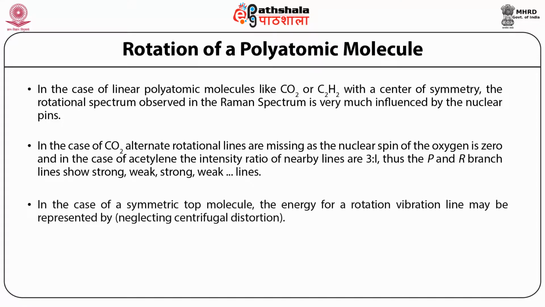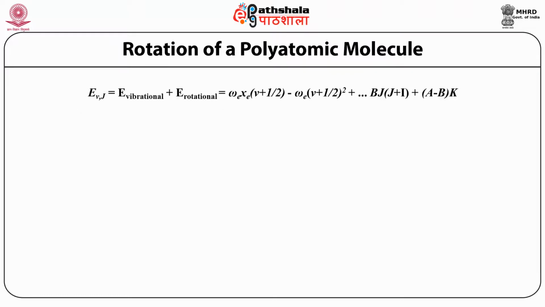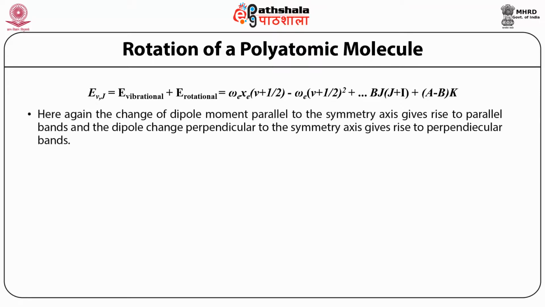In the case of a symmetric top molecule, the energy for a rotation-vibration line may be represented by, thereby neglecting the centrifugal distortion, E(nu, J) equals E vibrational plus E rotational, equals omega_e (nu plus 1/2) minus omega_e x_e (nu plus 1/2) squared, and so on, plus B J(J plus 1) plus (A minus B) K squared. Here again the change of dipole moment parallel to the symmetry axis gives rise to parallel bands, and the dipole change perpendicular to the symmetry axis gives rise to perpendicular bands.